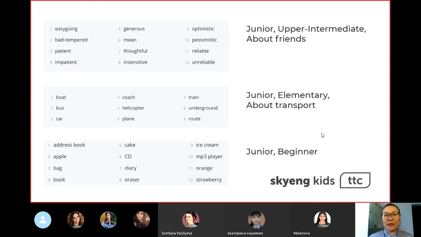Okay, now, we have 10 minutes left. I would ask each of you to choose one topic and one level. Upper intermediate about friends, elementary transport, and beginner. We don't have a certain topic here, but they are everyday objects.